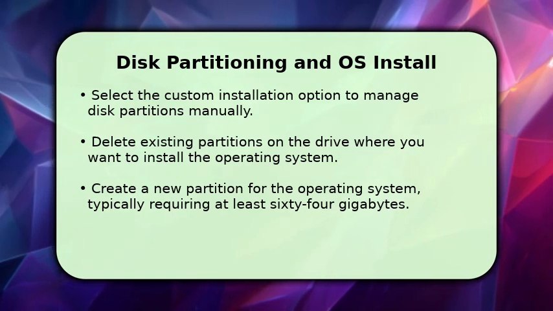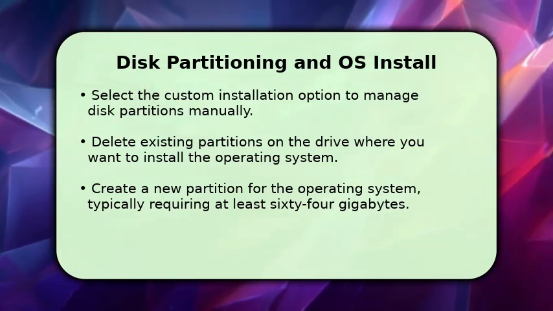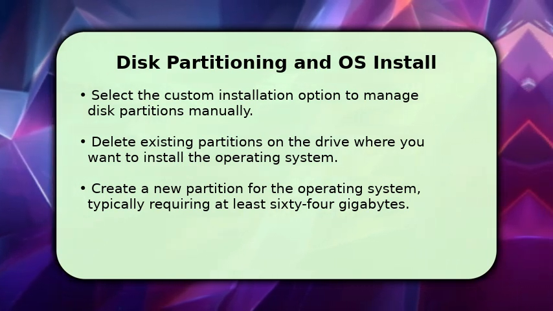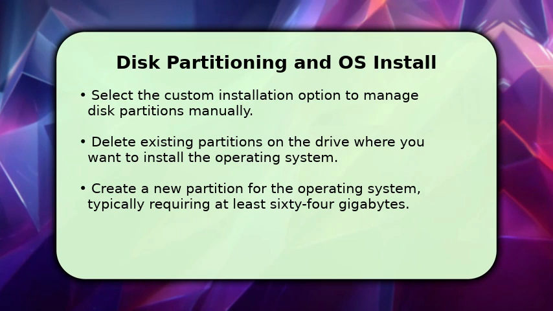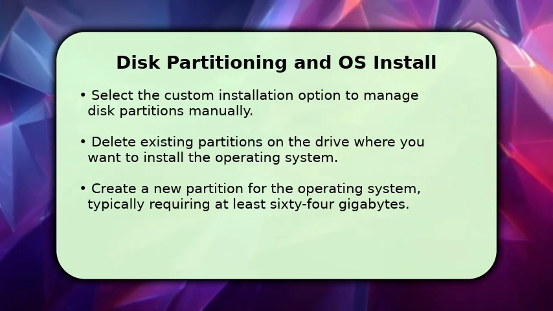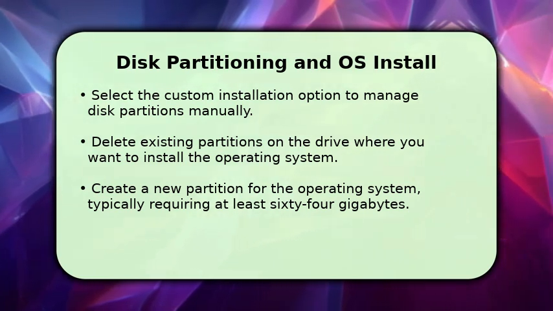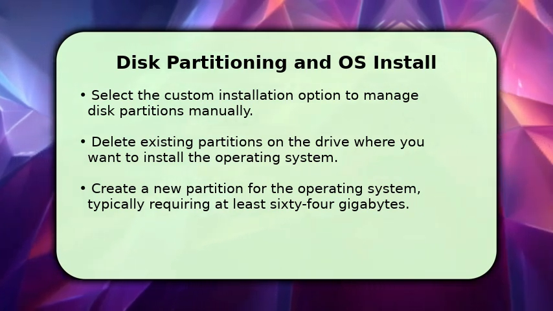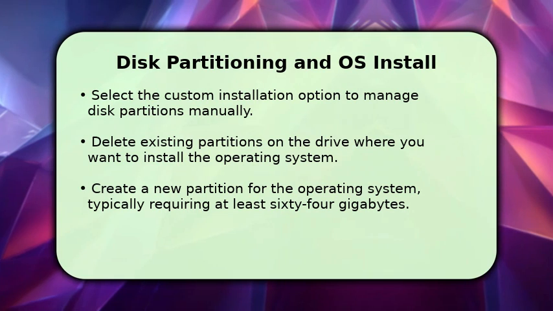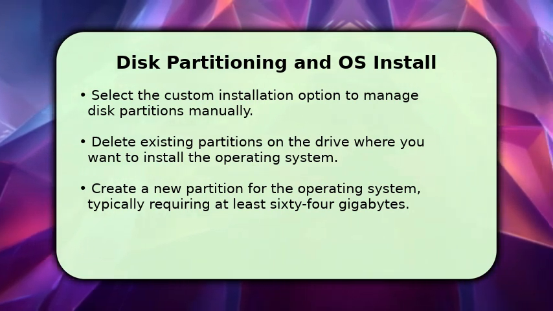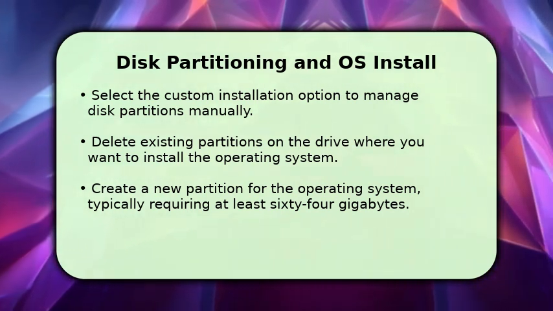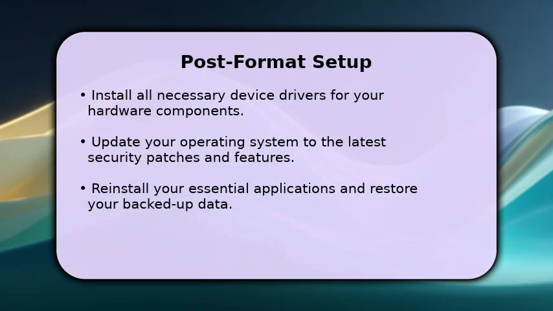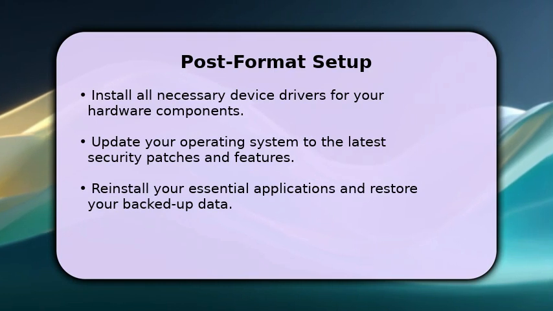After booting from your installation media, choose the Custom Installation option to manage your disk partitions. Carefully select the drive where you intend to install the operating system and delete all existing partitions on it. Then, create a new partition for your operating system. A minimum of 64 gigabytes is generally recommended. Follow the on-screen instructions to complete the operating system installation, which will take some time. Congratulations, your PC is now formatted.